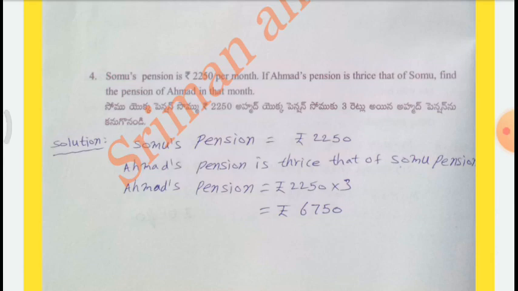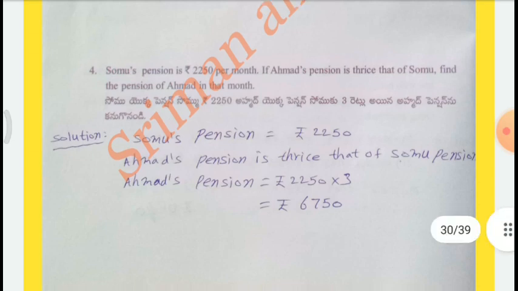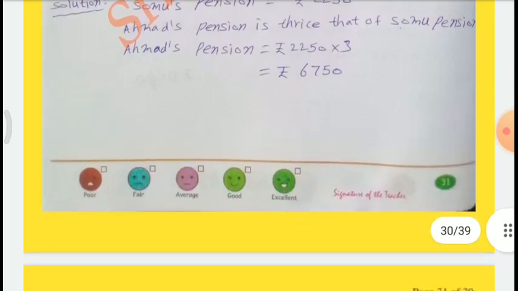Somu's pension is 2250 per month. If Ahmad's pension is 3 times that of Somu, find the pension of Ahmad that month. Solution: Somu's pension is 2250 rupees. Ahmad's pension is 3 times that of Somu's pension. Therefore, Ahmad's pension is 2250 into 3. By multiplication, we get 6750 rupees.